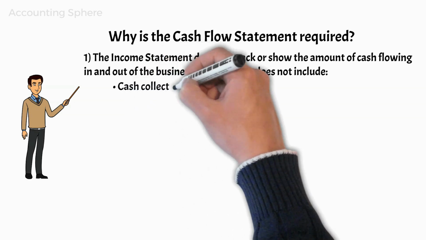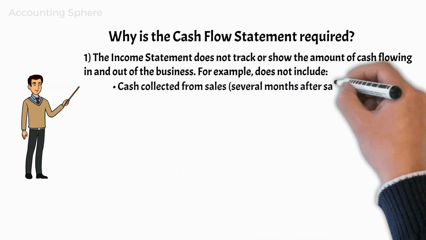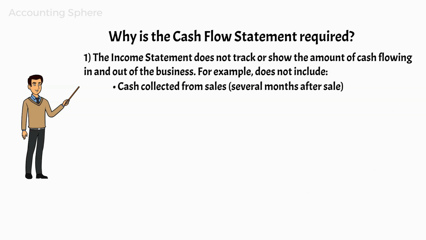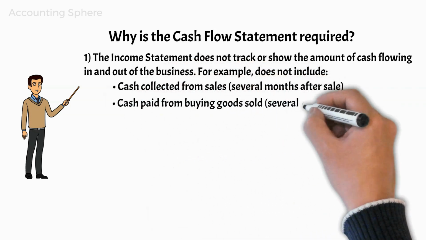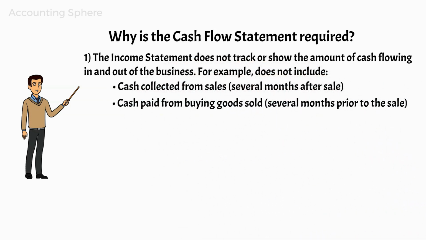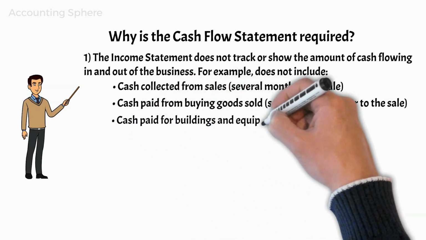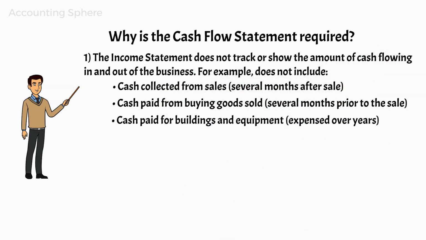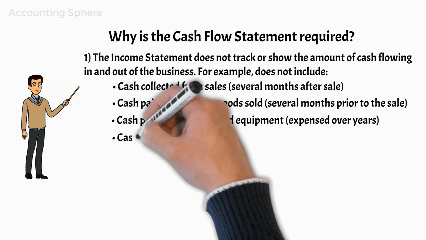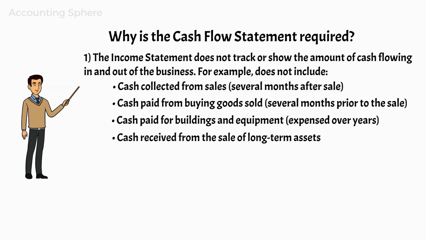Cash collected from sales. For example, a company might collect from customers several months after the sale. Cash paid for goods sold. As an example, a payment may have been made several months prior to their sale. Cash paid for buildings and equipment that will be expensed over several years. Cash received from the sale of long-term assets.